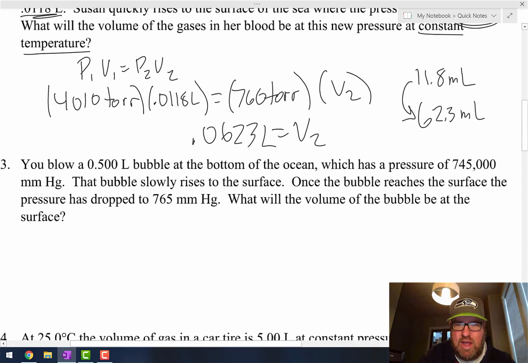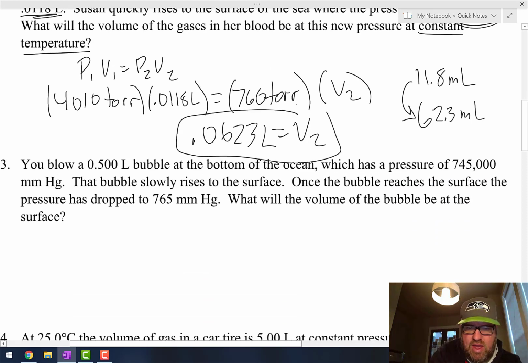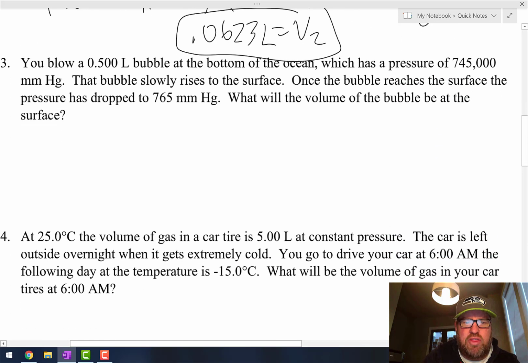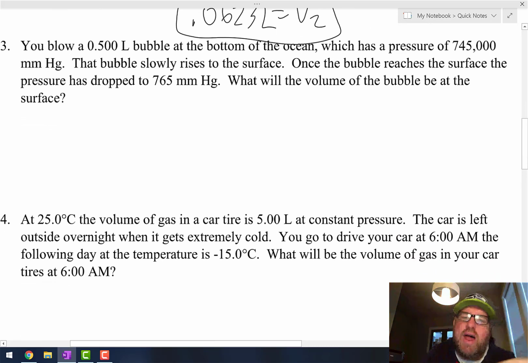Okay, and that's all I'm going to say about that, because it kind of leads to this next question, number 3. Let's say, and again, you're not actually at the bottom of the ocean. The pressure's pretty darn high there. There's no way you're just hanging out at the bottom of the ocean. But again, just for the purpose here, you blow a 0.500, so half of a liter, bubble. So you're at the bottom of the ocean and you blow a bubble out. Okay, and it's half a liter big. The pressure at that point is about 745,000 millimeters of mercury.